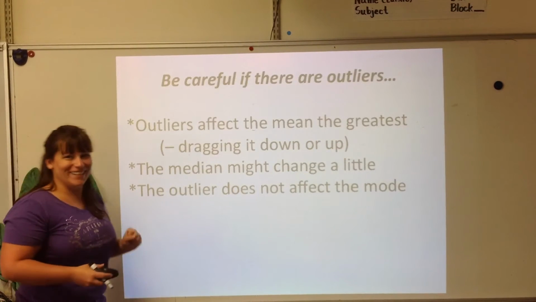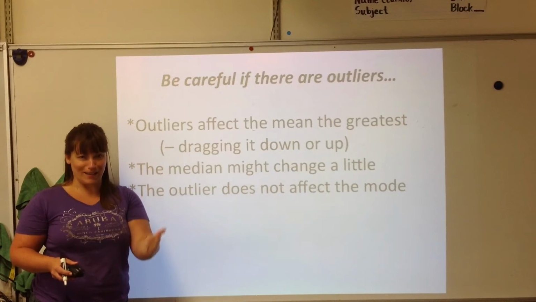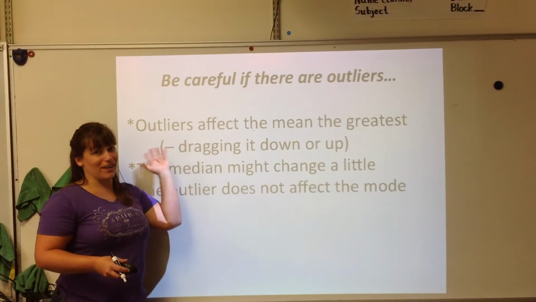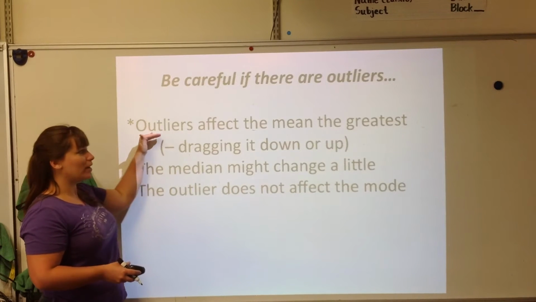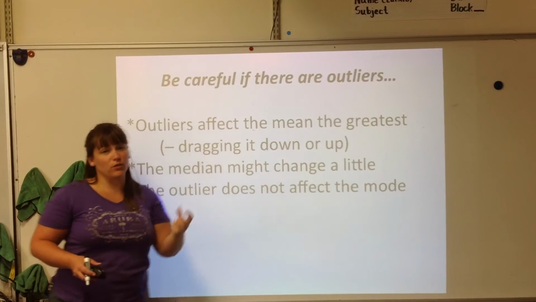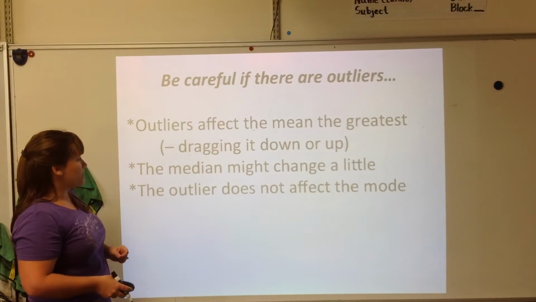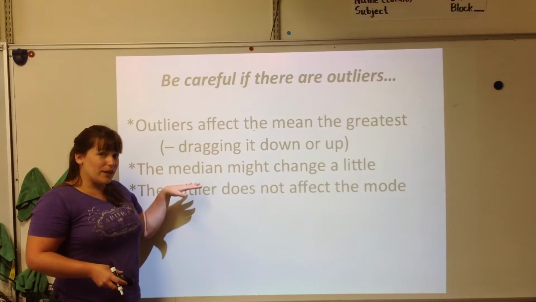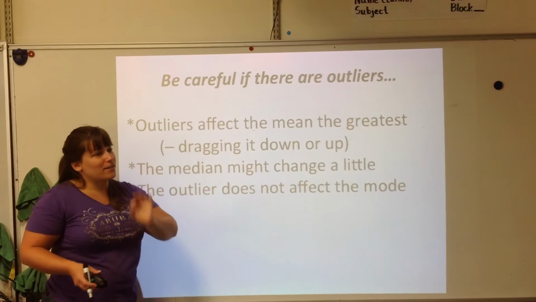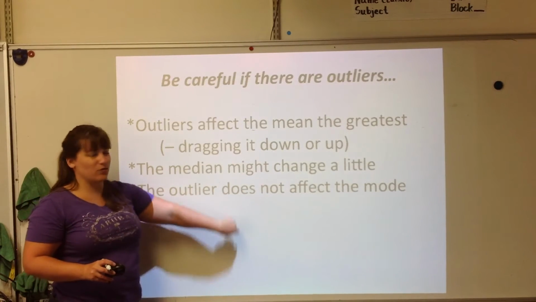So just another warning, be careful if there are outliers. You have to do that whole process of finding IQR and finding outliers to see if your data has an outlier, because the outliers affect the mean the greatest. It will drag the mean up, or it could drag the mean down, depending on which end the outlier is in the data set. If there are outliers or an outlier in your data, the median might change, but only a little bit. It's not as effective. That's why it's best to use the median and not the mean. And then outlier doesn't really affect the mode too much.